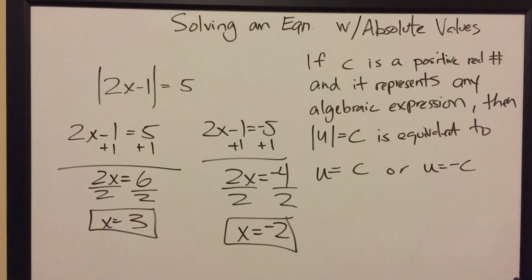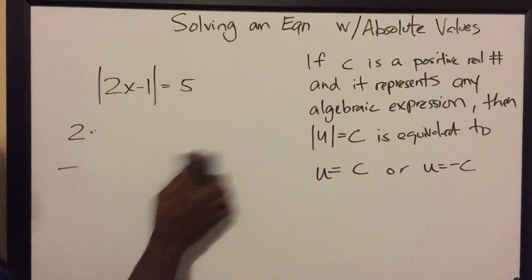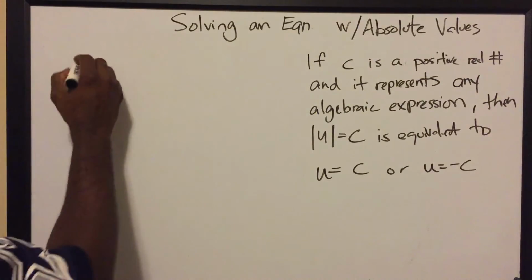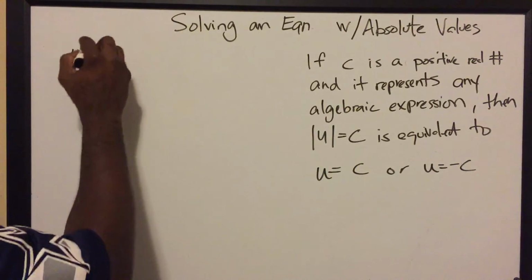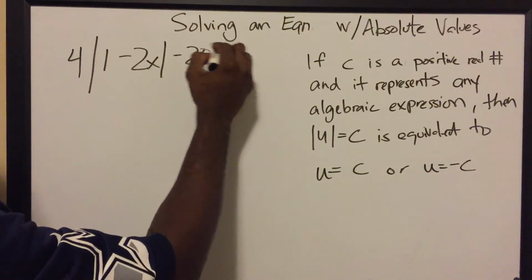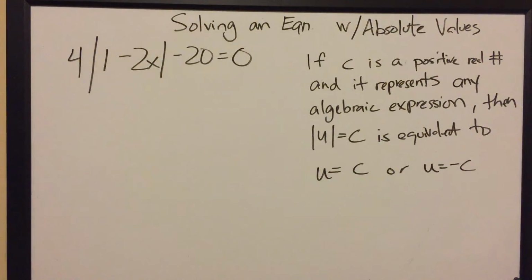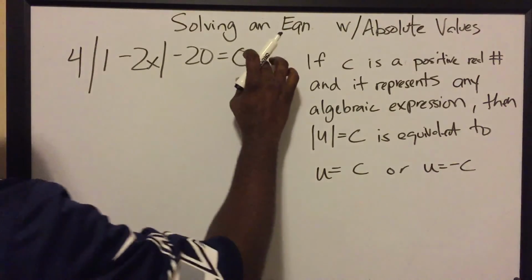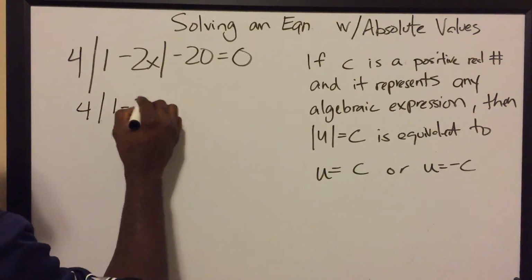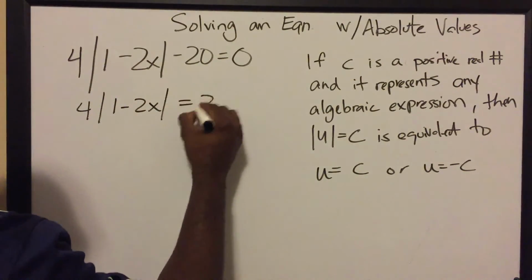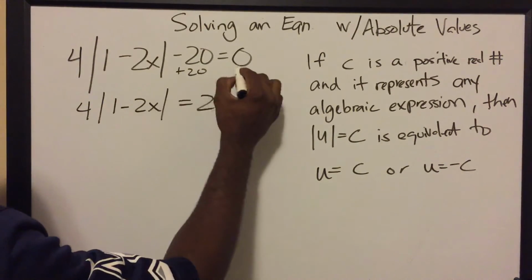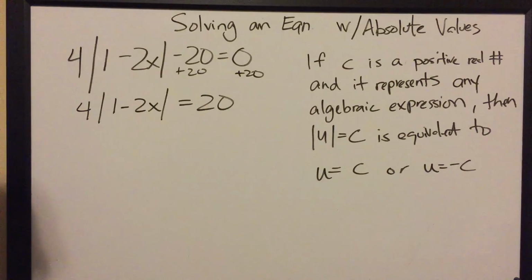So we're going to do another one. I'm going to keep this here just so you can reference it. So the next problem is 4|1 - 2x| - 20 is equal to 0. So let's go ahead and move the 20 over here because we're trying to solve for x. So it's 4|1 - 2x| is equal to 20. We can do that because we're adding 20 to both sides here. So that's how we got the positive 20 here.